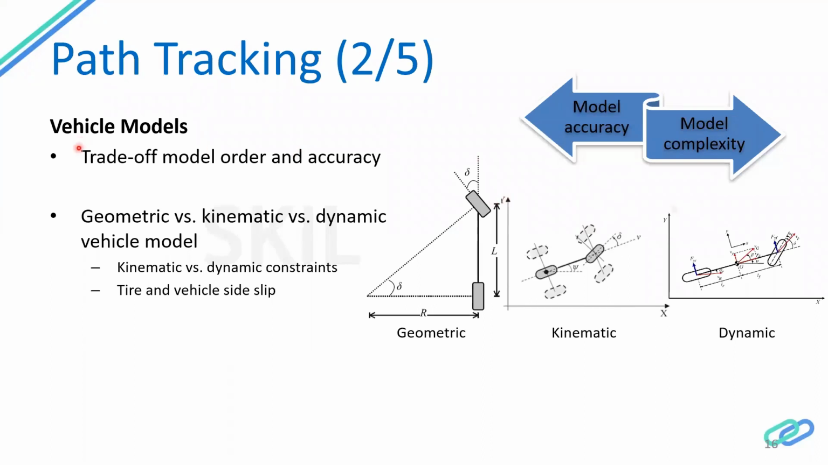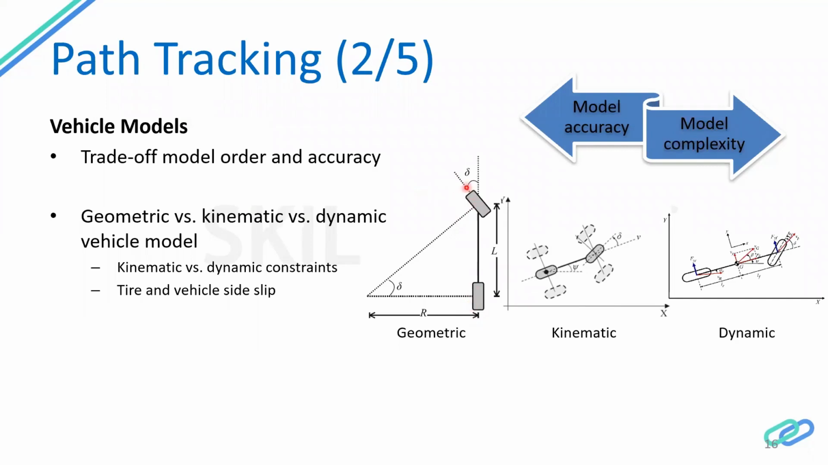Moving on to vehicle models, there are quite a few different vehicle models available. The most basic one is based on the geometric constraints of a vehicle. If you imagine the four-wheeled vehicle as a rigid bar connected by a single wheel at the front and the back, you can describe the geometric constraints of the vehicle and use that to design controllers for tracking a path.